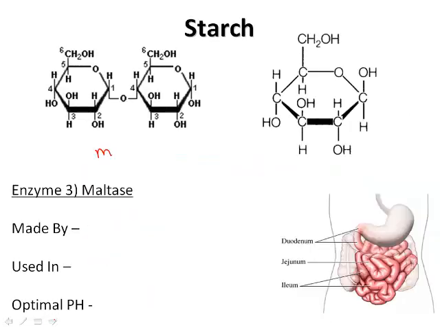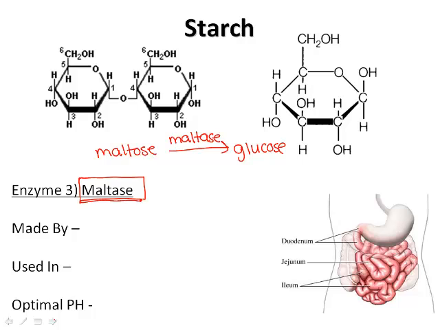So now we have maltose. Maltose has to be broken down into its monomer, glucose. Glucose, again, is the monomer of starch. So maltose is broken down into glucose by maltase. This is our third enzyme for breaking down starch. Maltase is made by the small intestine, and it's used in the small intestine. The optimum pH, again the same as the small intestine, is 7 to 8. That's the optimum pH for the enzyme to work.